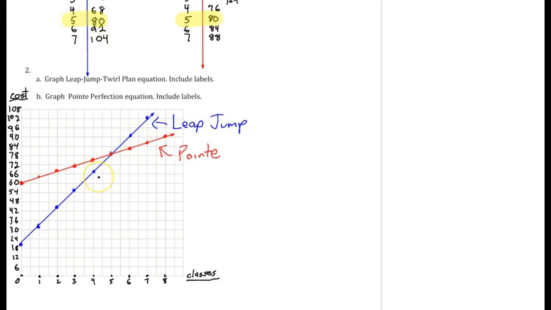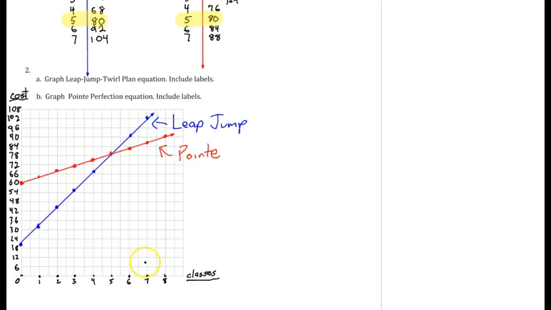And remember, when I ask what's the better deal, that doesn't mean pick one, right? Because neither is a better deal all the time. So remember, that's a trick question. When it says which one's the better deal, you've got to say, well, for 0 to 5 classes, this one is a better deal.